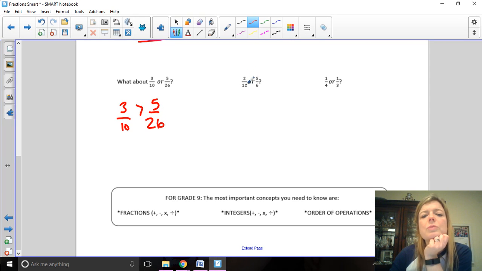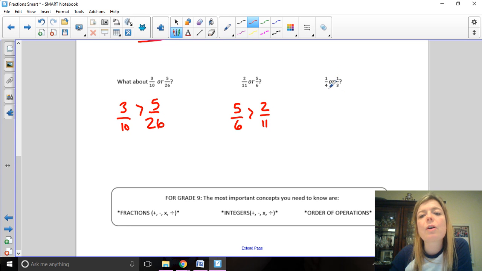Okay, what about 2 out of 11 or 5 out of 6? Well, let's think about that. If we have something broken down into 11 pieces, 2 of them isn't very much. And if we have something broken up into 6 pieces and get 5, almost all of it, 5 out of the 6, that has to be way bigger. So 5 over 6 is bigger than 2 over 11.